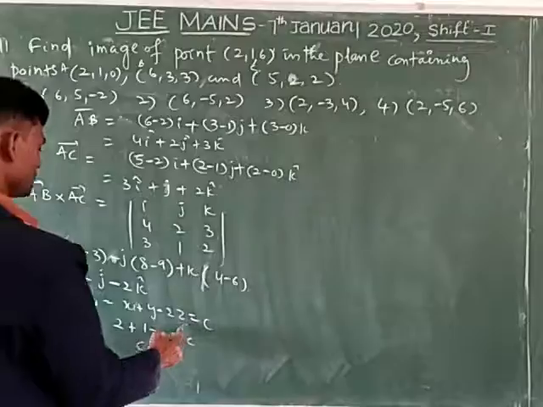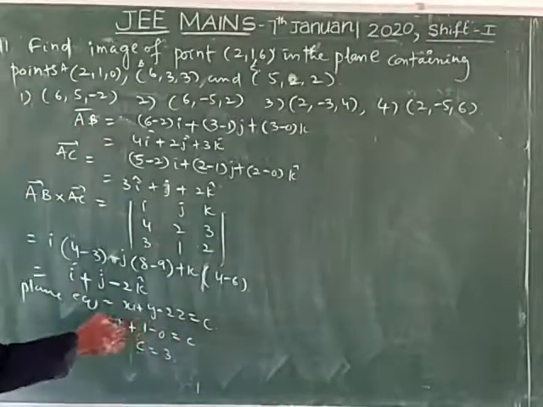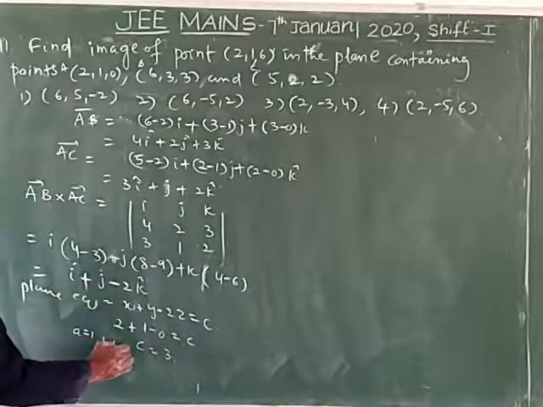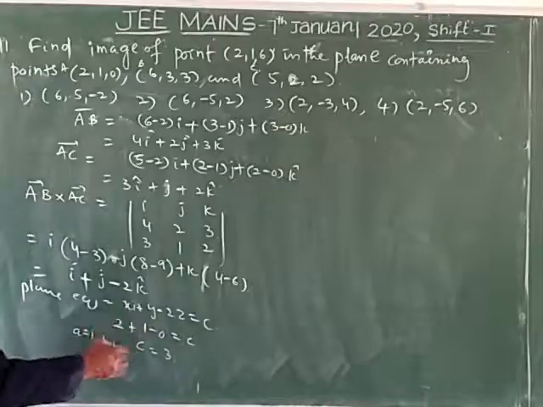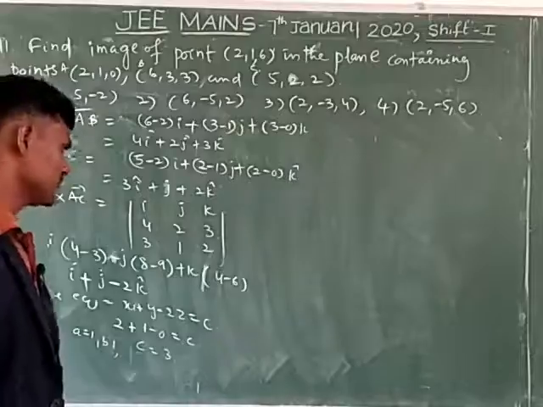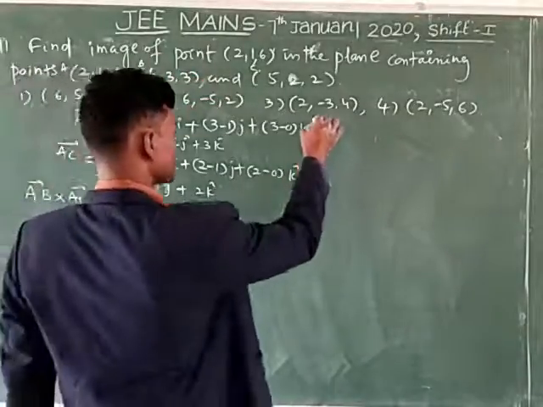Here 2 into 0, 0. Then 2, 1, 0. Then c is equal to 3. Now in this one, a is equal to 1, b is equal to 1, and c is equal to 3. Now we have to find the image of this point, the image of 2, 1, 6.